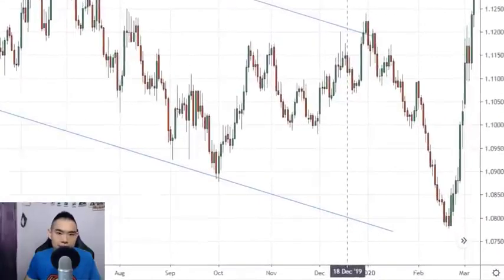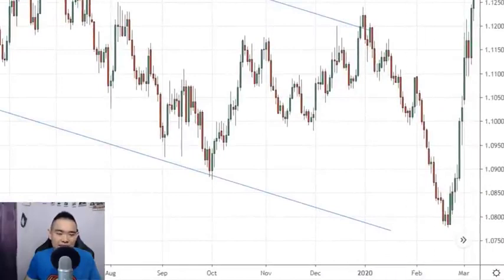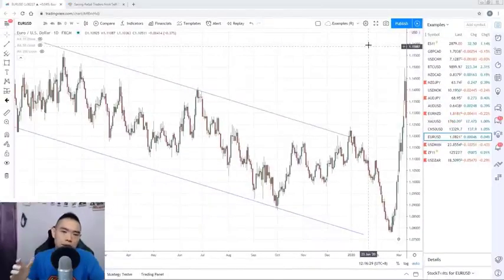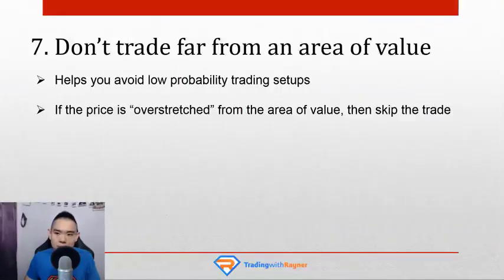And again, same thing. If you were to be selling when the price is overstretched away from this area of value, then you will get stopped out repeatedly. So very simple. Whenever you look at a trending market, ask yourself, where is the area of value? Which moving average does this market respect? If it's very far away from that moving average, if it's very far away from the trend channel or trend line, it's better not to trade in the direction of that trend at that point in time. Wait for the pullback to come. It's a much better play.